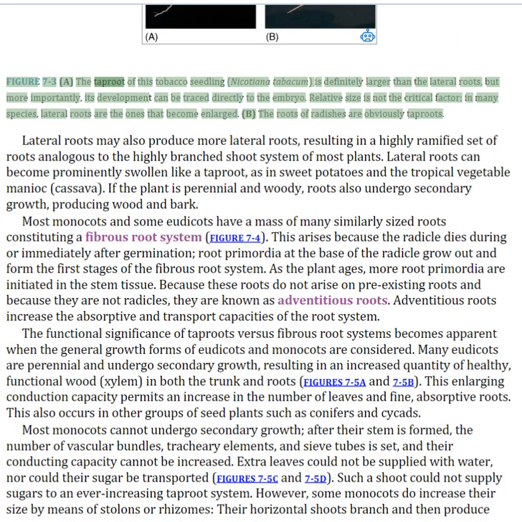Figure 7.3: The taproot of this tobacco seedling is definitely larger than the lateral roots, but more importantly, its development can be traced directly to the embryo. Relative size is not the critical factor. In many species, lateral roots are the ones that become enlarged. The roots of radishes are obviously taproots.